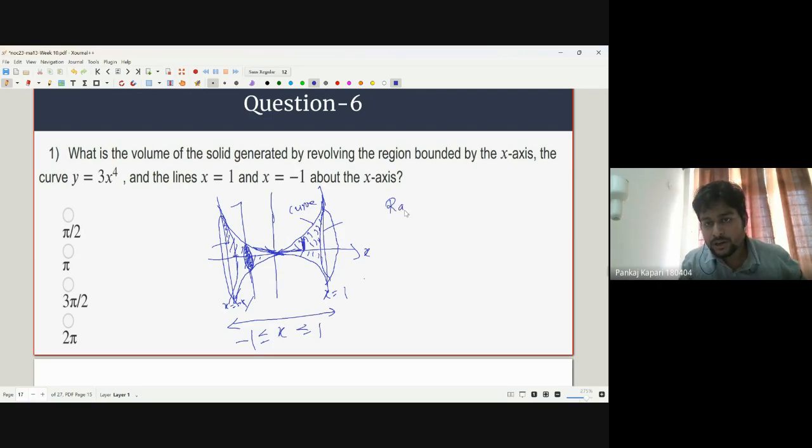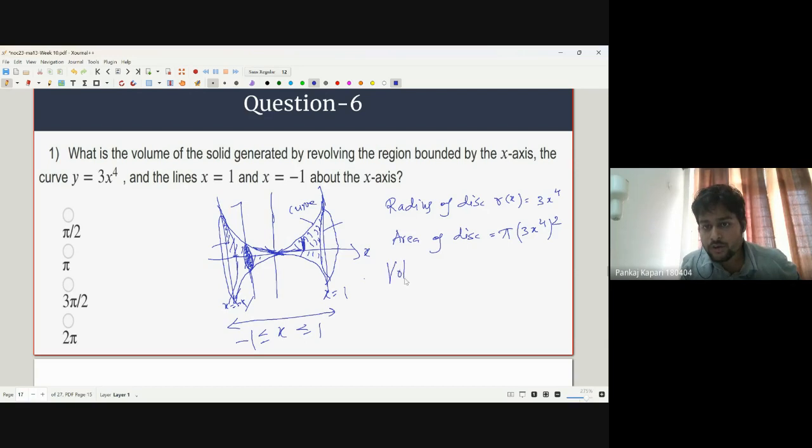Okay, so the radius of the disk, let's write as a function of x. It will be equal to y, but as a function of x, it is 3x to the power 4. So what is the area of the disk? This is pi times (3x to the power 4) whole square.